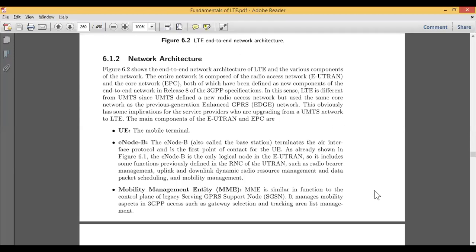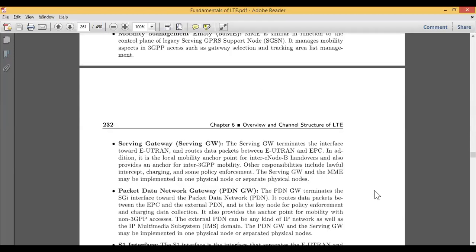List management. We have another point here, the serving gateway, and this particular serving gateway is again useful for the interfacing with respect to UTRAN.